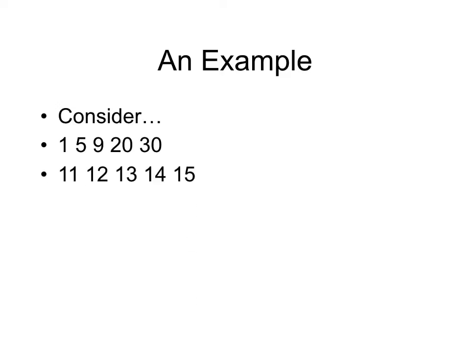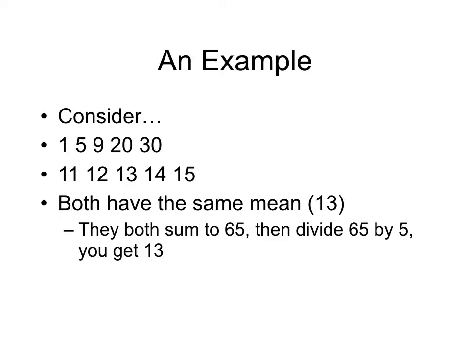And here's an example, okay? So here are 2 batches of numbers: 1, 5, 9, 20, 30, and 11, 12, 13, 14, 15. Both of these batches of numbers have exactly the same mean. It's 13. 1 and 5 is 6, and 9, 15, 35, 65 divided by 5. There's 5 there, so that's 13.